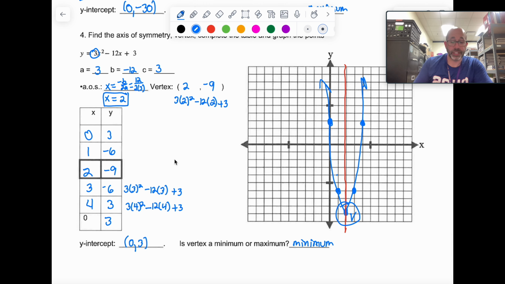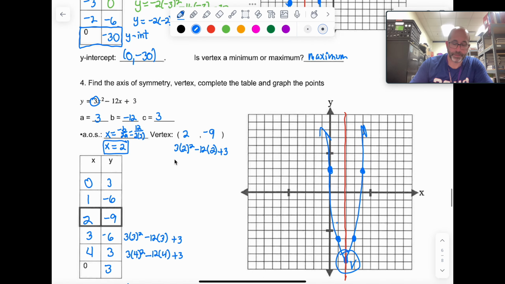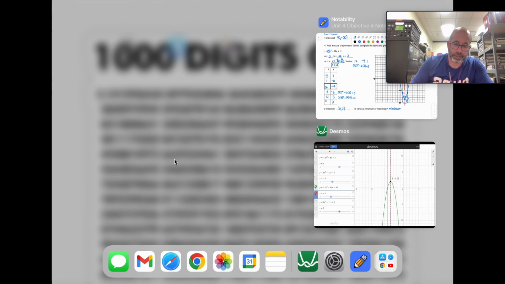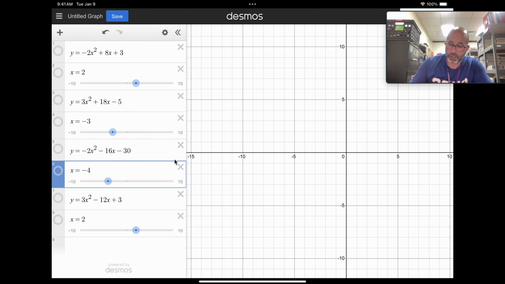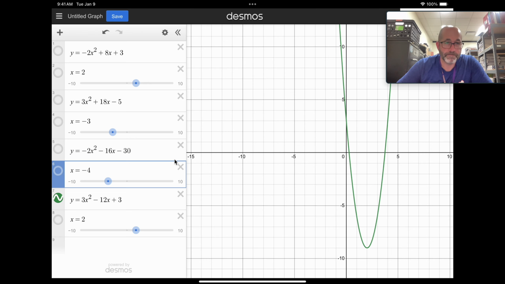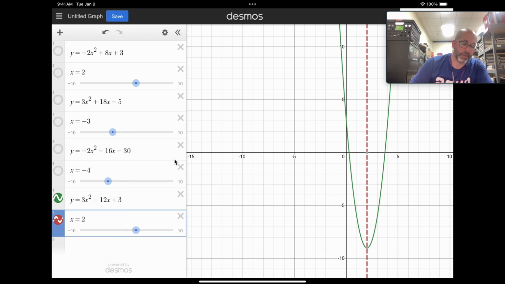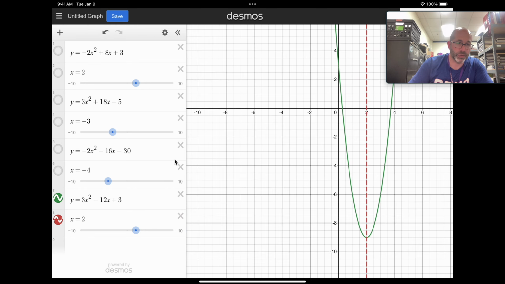Okay, let's go to Desmos just to confirm everything we did. If we look at Desmos, I'm going to turn these other graphs off. There's our curve, 3x squared minus 12x plus 3. There's our axis of symmetry. And the coordinate at the bottom that we said was our vertex is at (2, -9).